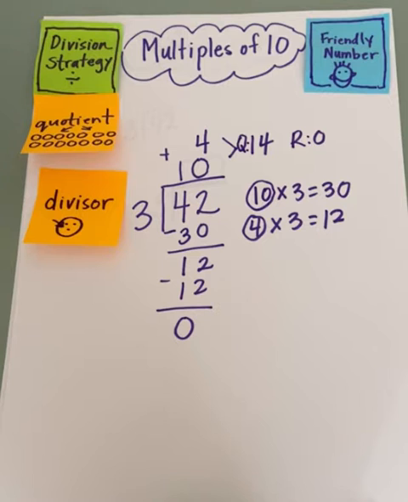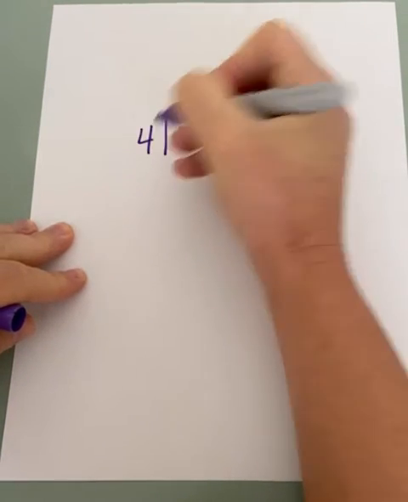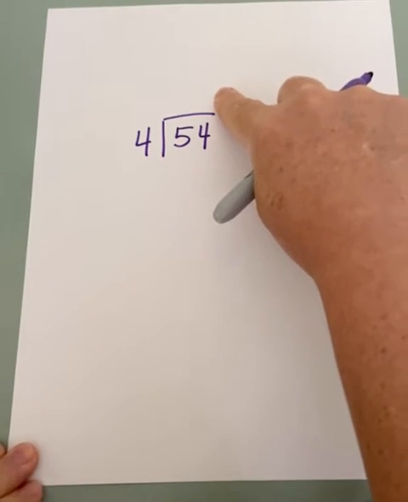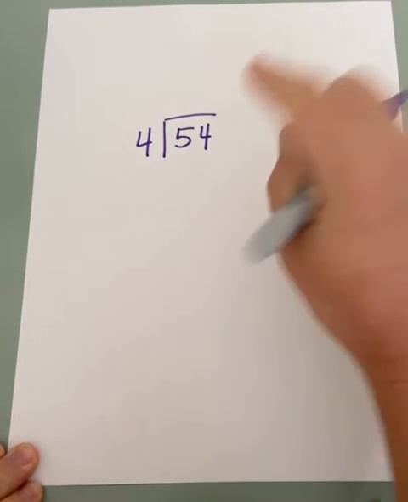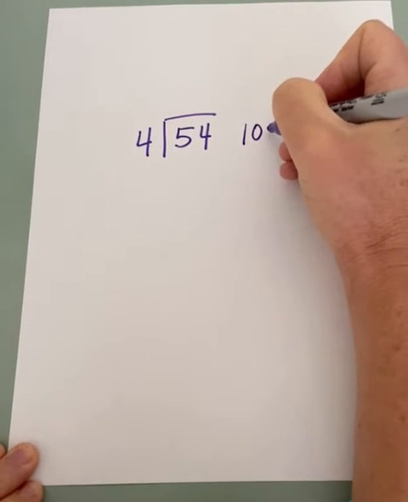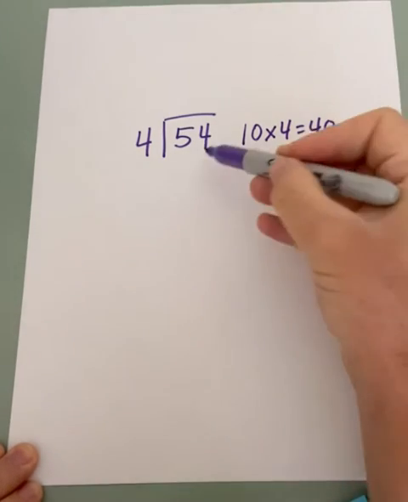Let's try another problem together. You ready? This problem, I'll get a new piece of paper, is going to be 54 divided by 4. So now our divisor is 4, and we're looking for the number of groups of 4 that are in 54. Okay, so the first thing we have to ask ourselves is, can I make 10 groups of 4 in 54? Yes, I can. It makes 40, and there's 40 inside of 54.